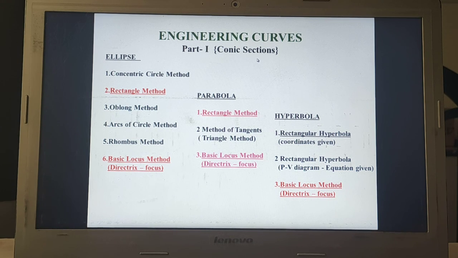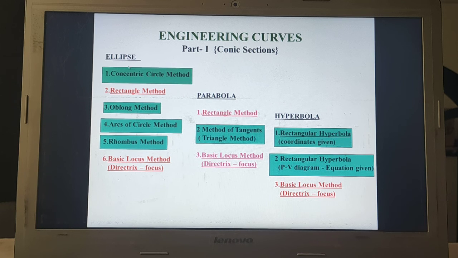One is part 1, conic section, under which we have these curves: ellipse, and you are aware that ellipse we can draw by a number of methods. Then parabola, same, we can draw by a number of methods. Then hyperbola, again we have different methods for it, but a few of them are there in the examination. So very first, ellipse: the rectangle method and the basic locus focus method. Then parabola, same methods. Hyperbola, same methods we are going to see.